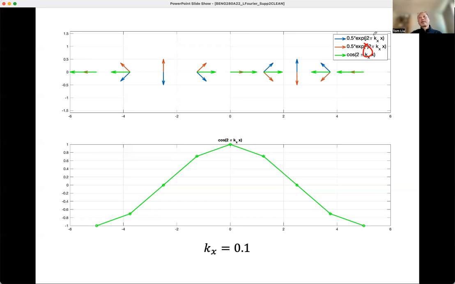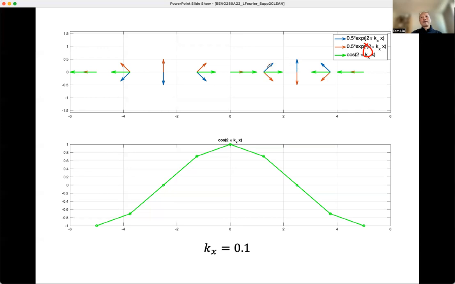So this has a positive frequency kx, which means its phase is going counterclockwise as I move in the x direction. And this is a negative kx, what we call a negative frequency. It's the same spatial frequency, but it just moves in a different direction. And in the summation of those two, because those phases go in opposite directions, the imaginary parts cancel out and we're just left with the real part.